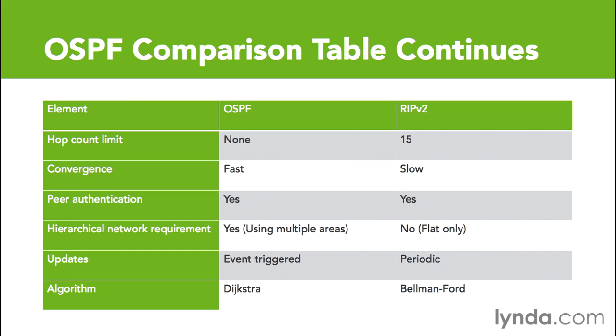But based on all these things, definitely OSPF would be the way to go, a deciding factor if you're going to have a very large network, since you can create a hierarchy of different areas. So this is why you would choose one over the other.